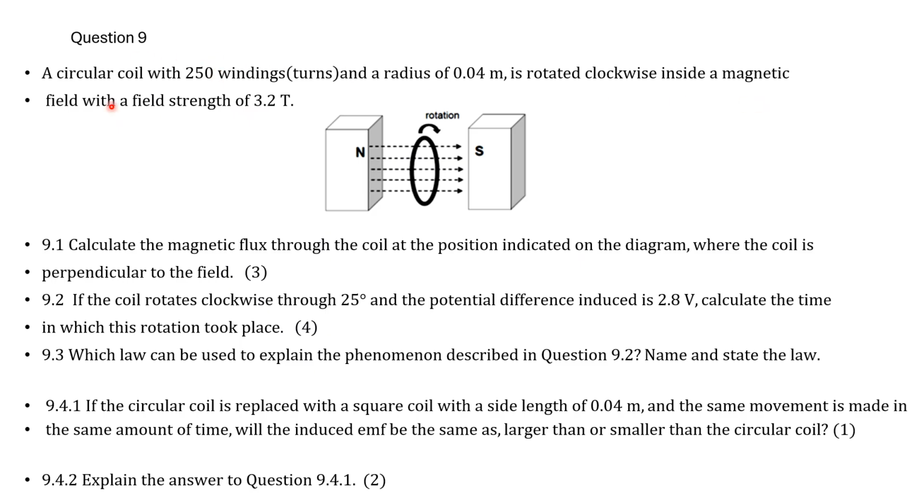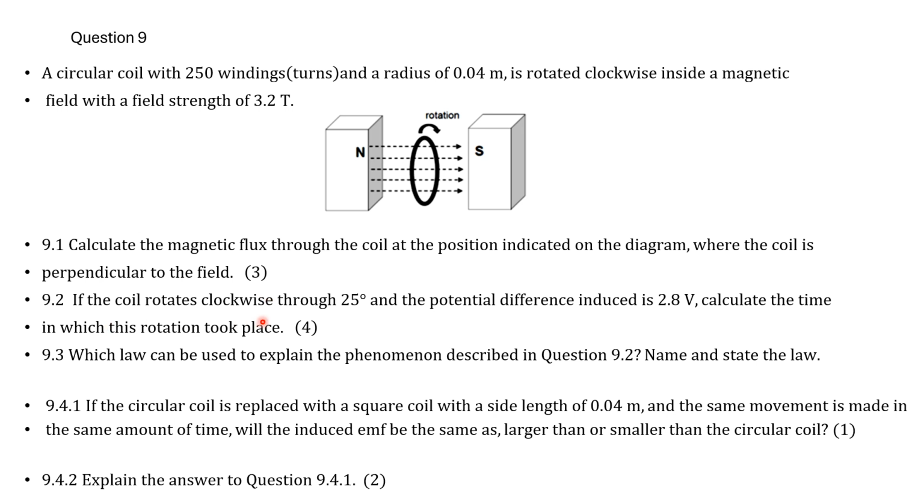Question 9. They say a circular coil with 250 windings or turns and a radius of 0.04 meters is rotated clockwise inside a magnetic field with a field strength of 3.2 Tesla. So it's rotated clockwise and the magnetic field strength there from north to south is 3.2 Teslas, and around this coil there's 250 windings. Now 9.1, calculate the magnetic flux through the coil at the position indicated on the diagram, where the coil is perpendicular to the field, for 3 marks.